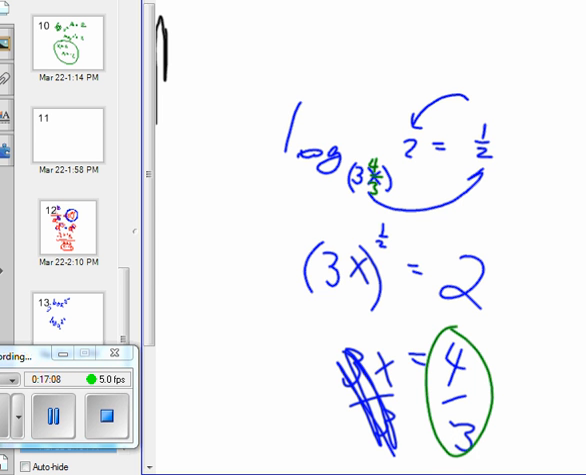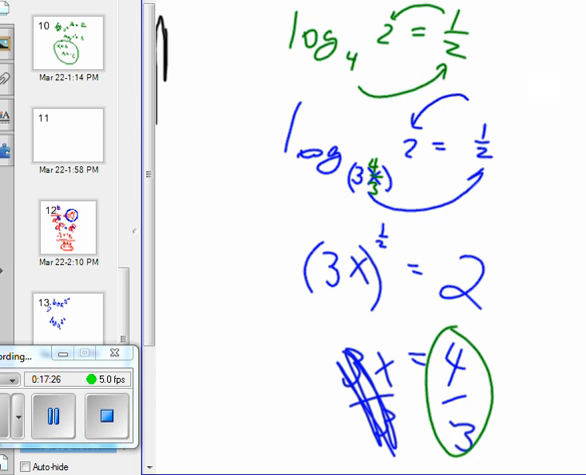Okay, and then this becomes log base 4 of 2 is 1/2. Could that be true? Log base 4 of 2 is 1/2. Well, then you'd go 4 to the 1/2 power is 2. Does that check out? Yeah, that works.